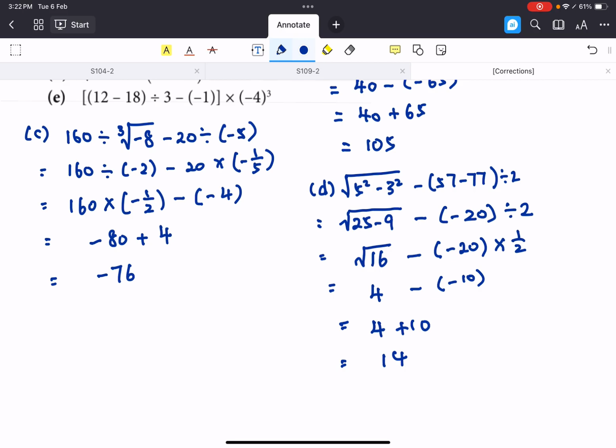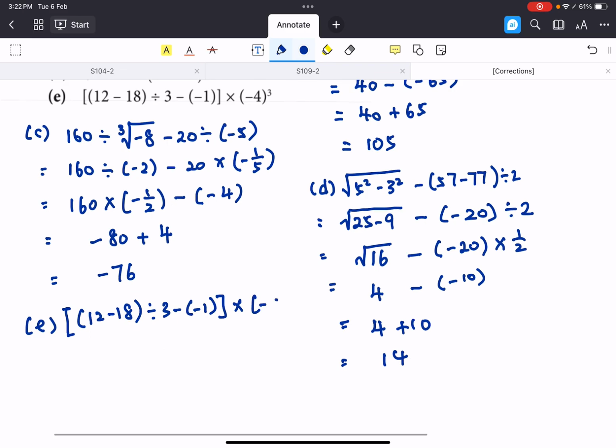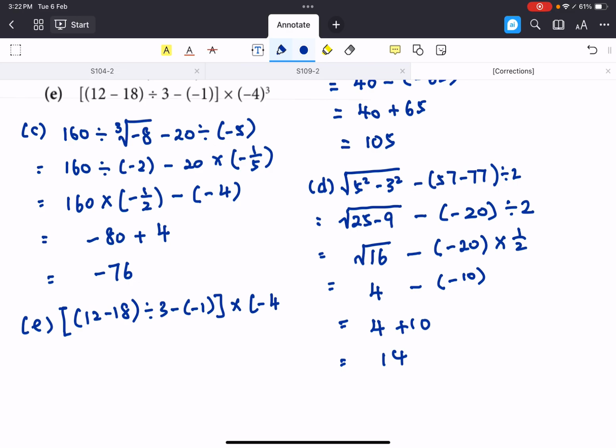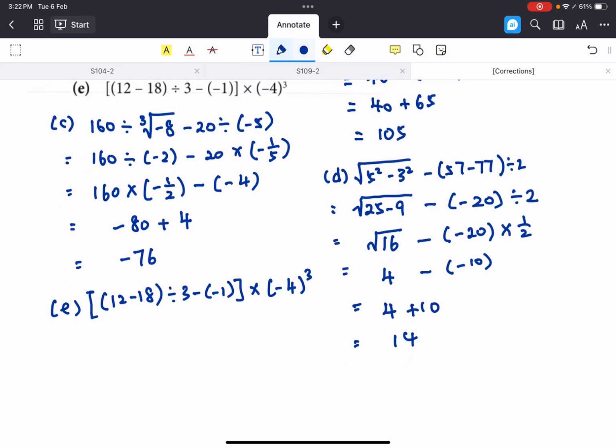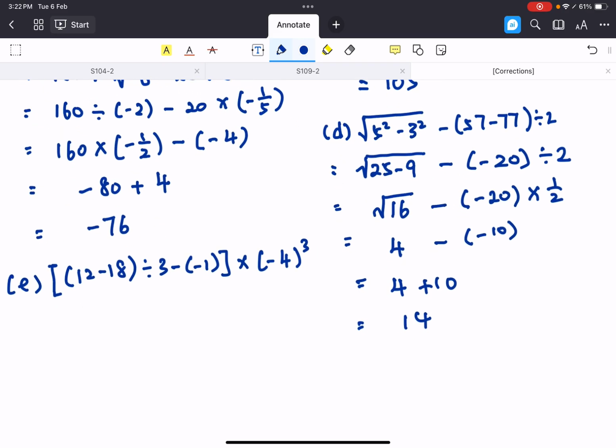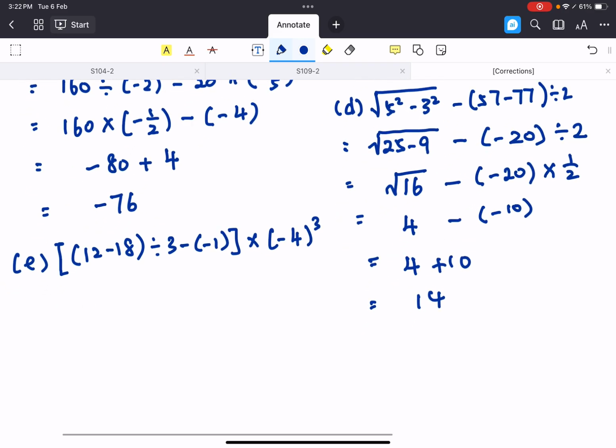Okay. And finally, part E, let's do it here. Let's copy out the question. 12 minus 18 divided by 3 minus negative 1 times negative 4. Let me write it as neat as I can. Negative 4 cubed. Okay, so how does this thing work, right? So let's just do it step by step. Okay, we will sort this one out.